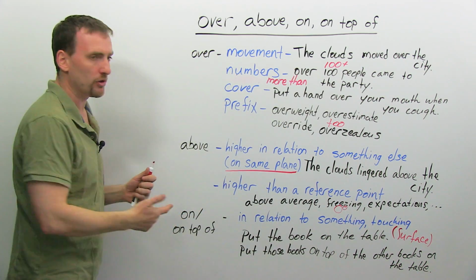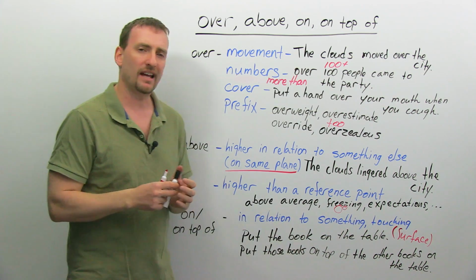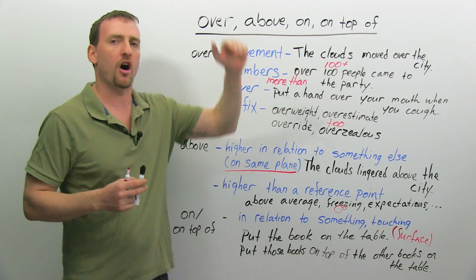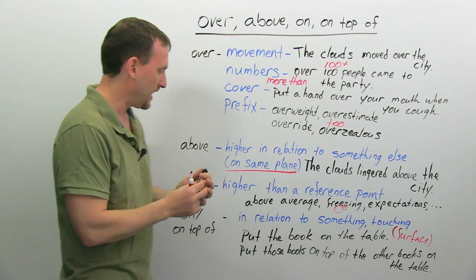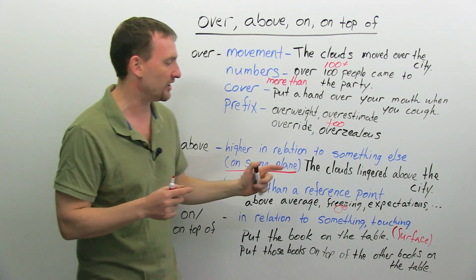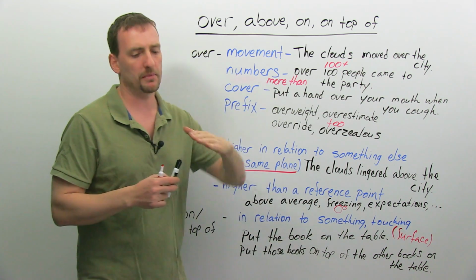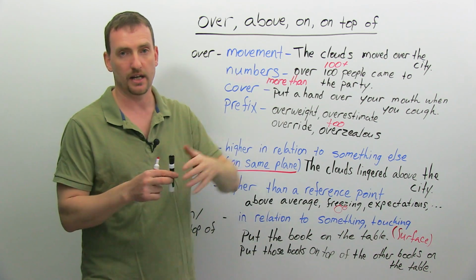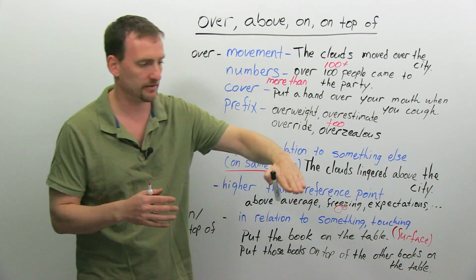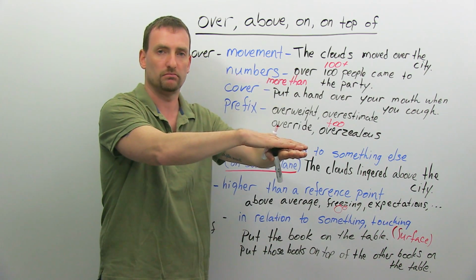Lastly, we have on or on top of. On, they're basically more the same. On top of is on something, usually, okay? We talk about in relation to something, so you're always going to have an object, but most commonly you have a surface, okay? So put the book on the table. Here's a table, put the book on it, okay?